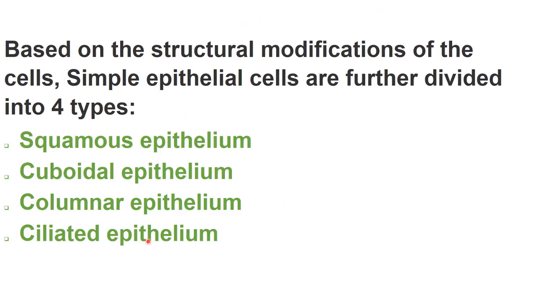In simple epithelium tissue, you will tell that based on the structural modification of the cell, simple epithelial tissue is divided into 4 types: squamous epithelium, so you will tell about this also with the diagram, cuboidal epithelium, columnar epithelium, and ciliated epithelium. I am not discussing all these again because this is a direct question and we have already discussed all these in our previous lecture.